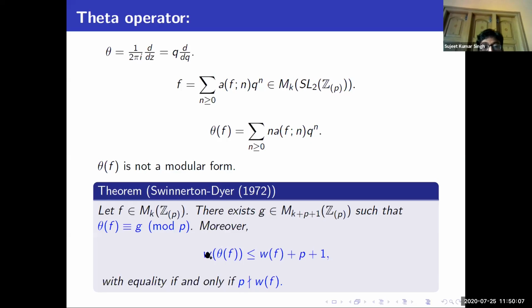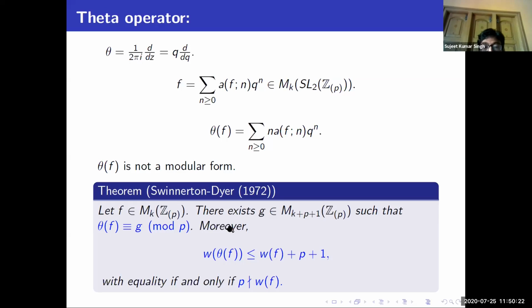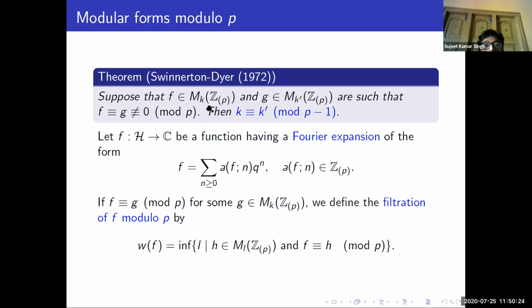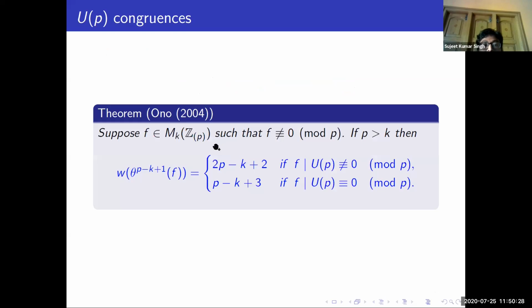So Swinnerton-Dyer proved that the filtration of theta f is always less than or equal to w of f plus p plus 1, and it has equality if p does not divide w of f. Ono used these two results and gave an equivalent condition for the existence of U_p congruence.